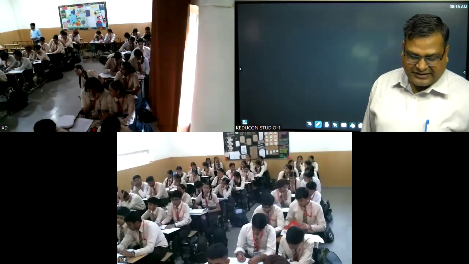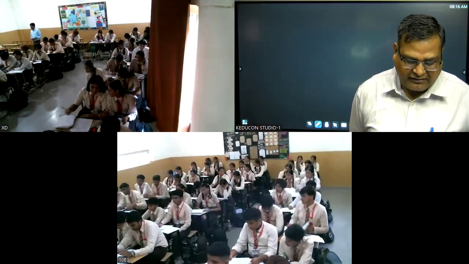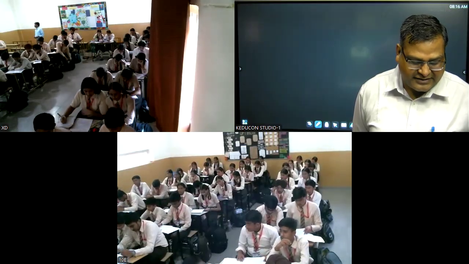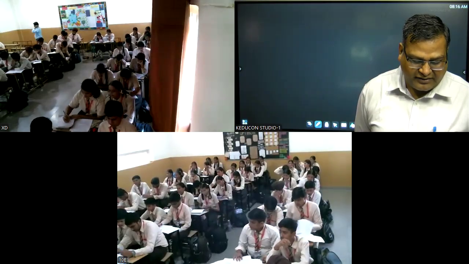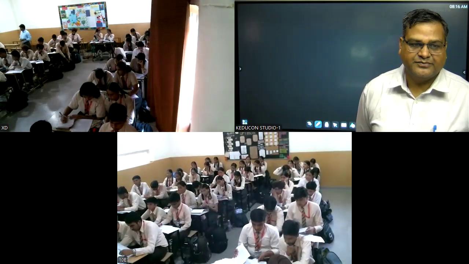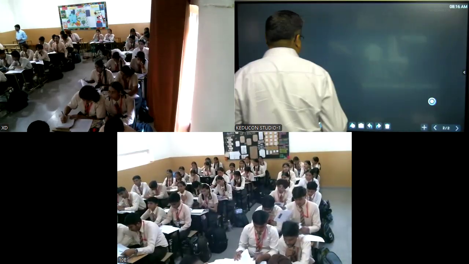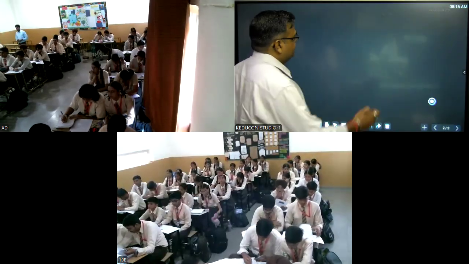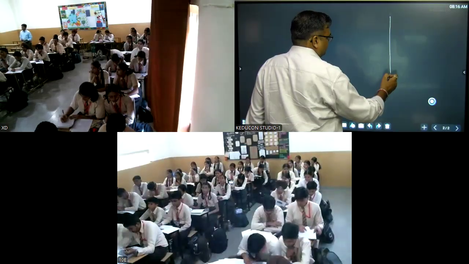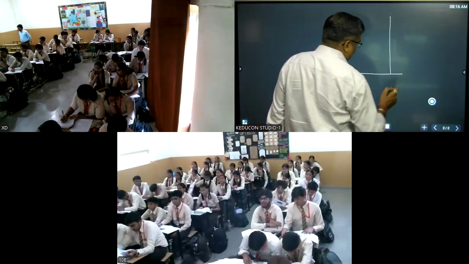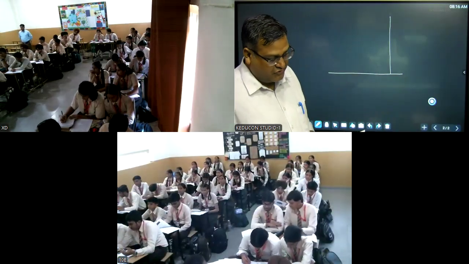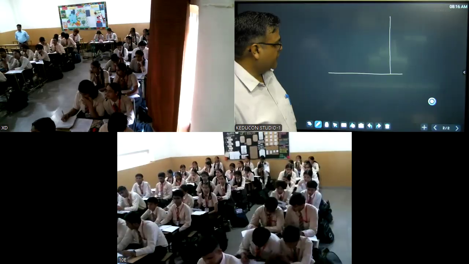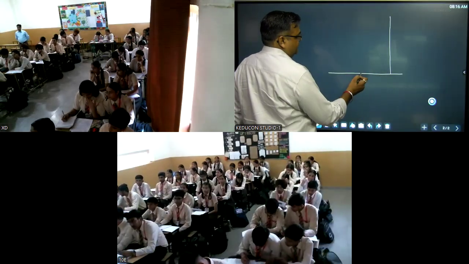Come to question number 6. The angle of elevation of a tower from 2 points which are at distances 12 meter and 64 meter from the foot of the tower on the opposite sides are complementary. Students, look carefully and try to understand the question. This is a tower. One point is at a distance of 12 meter.